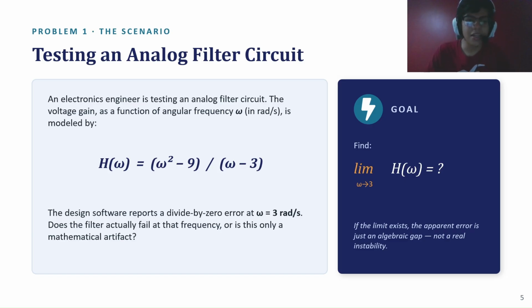Well, an electronic engineer is testing an analog filter circuit. The voltage gain as a function of angular frequency w in rad/s is modeled by the formula H of w equals w squared minus 9 divided by w minus 3. The design software reports a divide-by-0 error at w equals 3 rad/s. Does the filter actually fail at that frequency, or is this only a mathematical artifact?